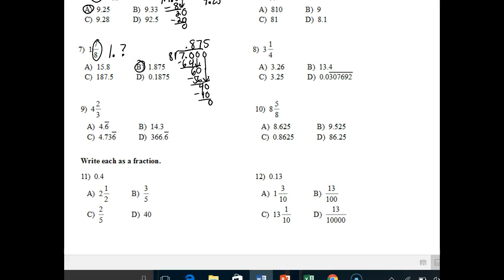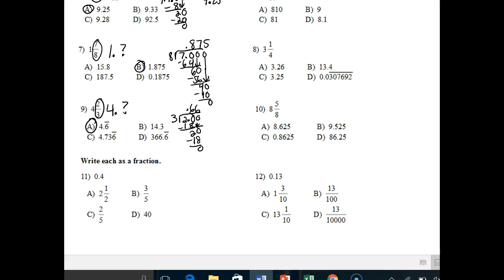And number 9, 4 and 2/3. So it's 4 point something, right? What is the 2/3? That's going to be that something. So 3 goes into 2. Doesn't, so decimal, decimal, 0. 3 goes into 20 6 times, and hopefully you remember, oh, this is the same thing as number 1. 3 goes into 20 6 times, and that's just going to continue to repeat, so we can stop there. So 4.66 repeated, or just 4.6 repeated, A.